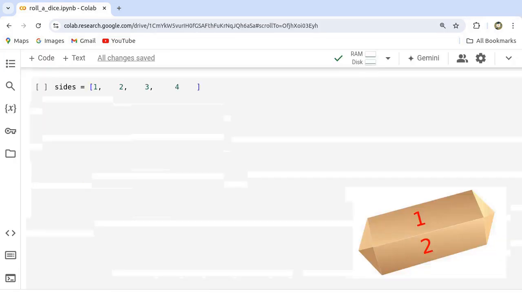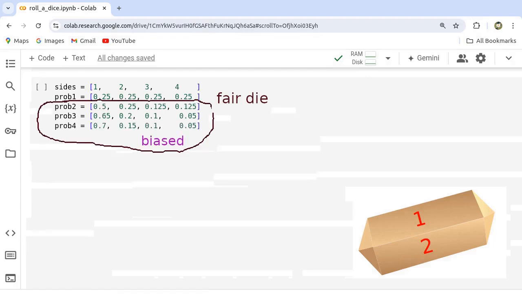This is a four-sided die. The die is fair, with an equal probability for all sides being up. When the probability distribution is uneven, the die is considered biased.